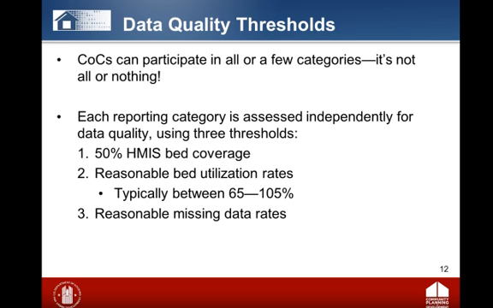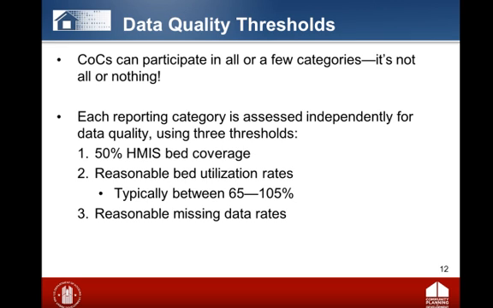If you think your community might have trouble reporting quality data for every category, it's important to remember that COCs can report in all categories or just a few categories. It's not all or nothing. For example, a COC can participate in the AHAR with only data on people in emergency shelters if the data on people in transitional housing or permanent supportive housing is not usable.